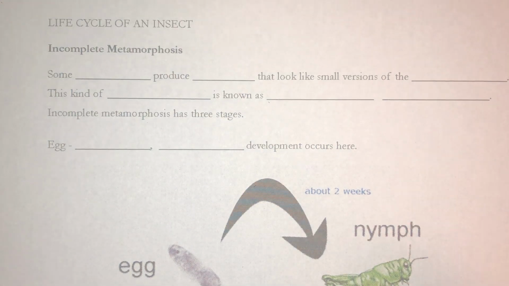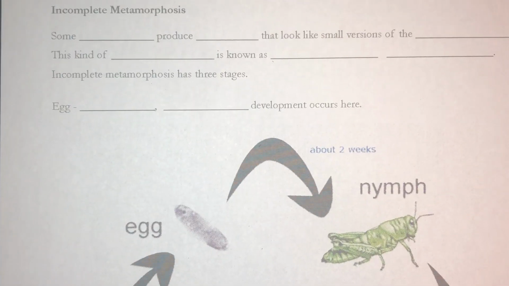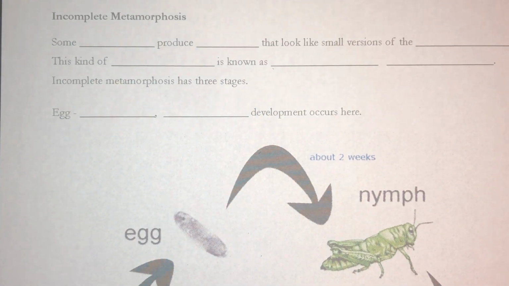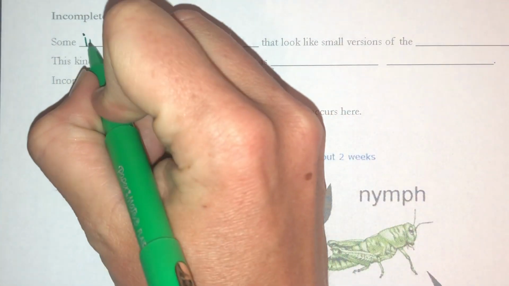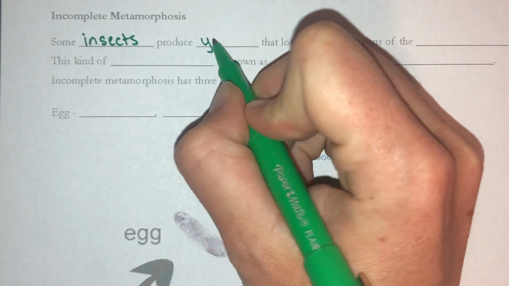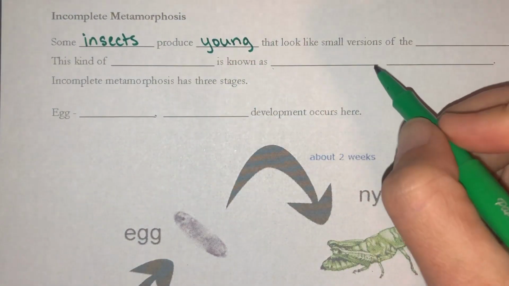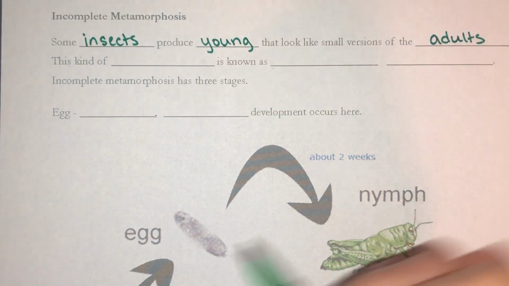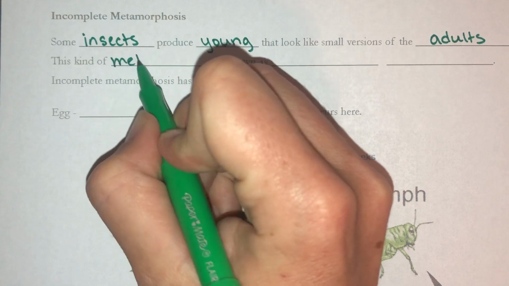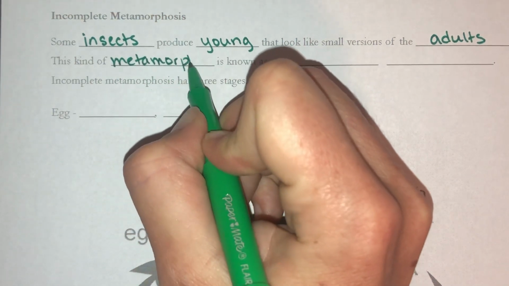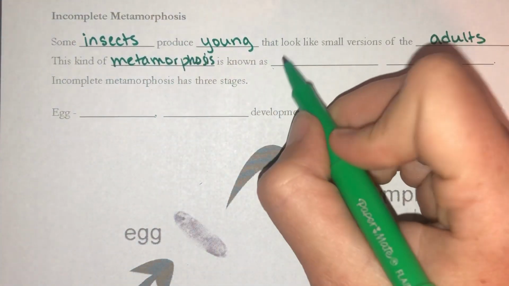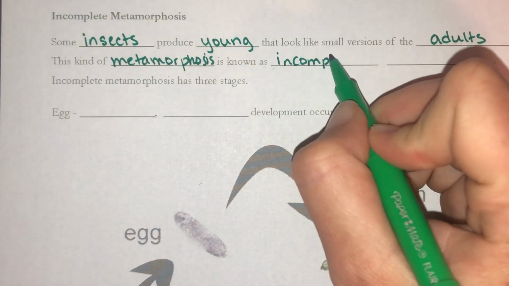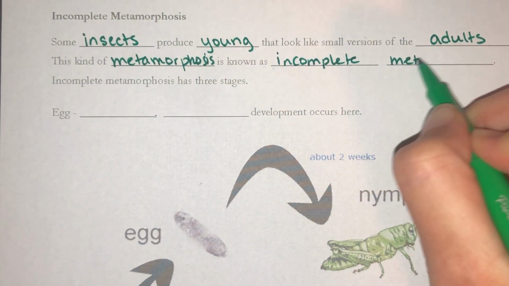All right, we're going to pick up here with insect life cycles. We're going to start with the simpler of the two processes, which is incomplete metamorphosis. So some insects produce young, so offspring, that look like small versions of the adults. This kind of metamorphosis is known as incomplete metamorphosis.